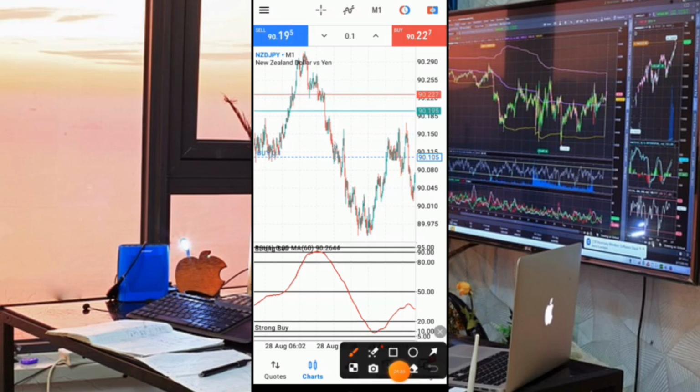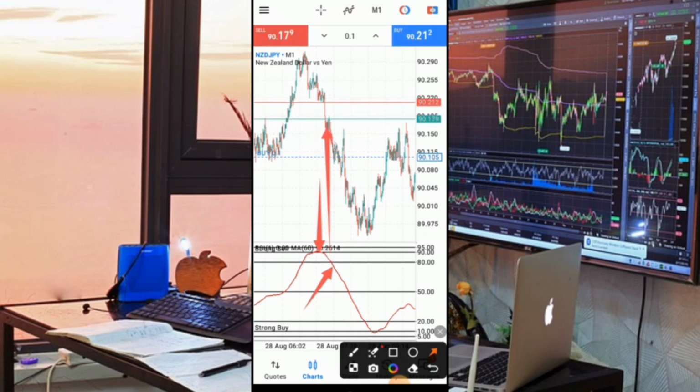Please make sure that you move the chart sideways so that if price is repainting, it's visible to you. So the first thing that we do is to wait for price to hit the 90 line level, and then we wait for price to close below the 80 line level. After that, we go up on the chart and look for a bearish engulfing candle, because we want to place a sell entry.